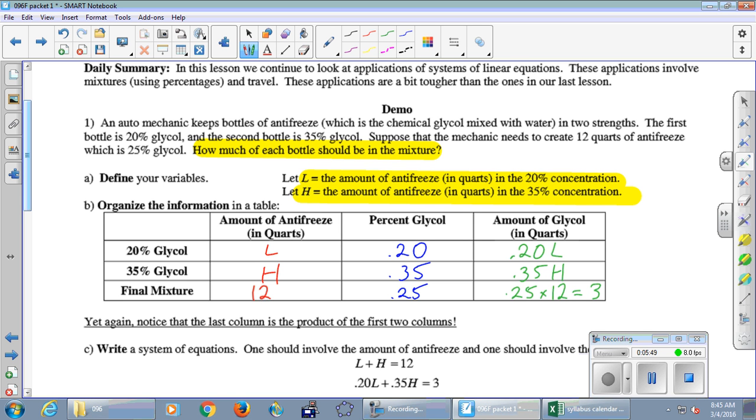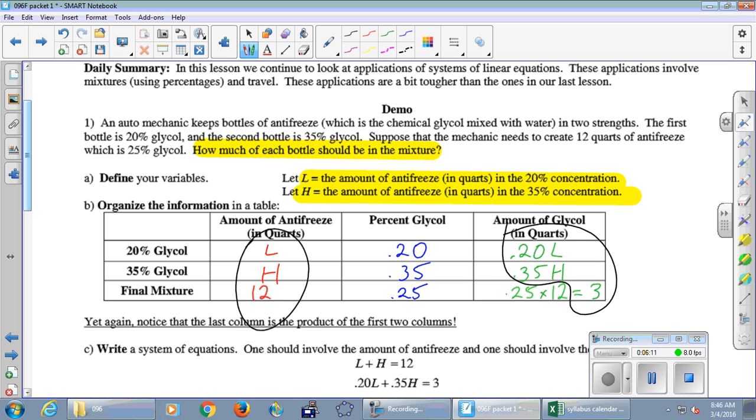All right. With the table filled in, writing the equations is pretty straightforward. First equation comes right here. Say it out loud: L plus H equals 12. Last equation comes from over here. Say it out loud: 0.20L plus 0.35H equals 3.